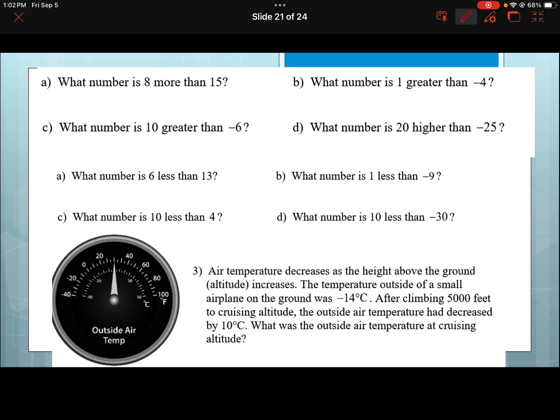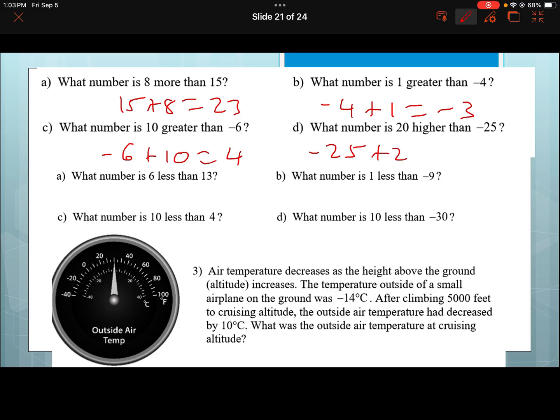Okay, here we go. So what number is 8 more than 15? Well, 15 plus 8 is 23. What number is 1 greater than -4? Or -4 plus 1 is -3. 10 greater than -6. -6 plus 10 is 4. What number is 20 higher than -25? So you start off at -25 and then you add 20, which is just -5. That's supposed to be a 5. If I could draw, I'd be dangerous. Let's clean that up a bit.